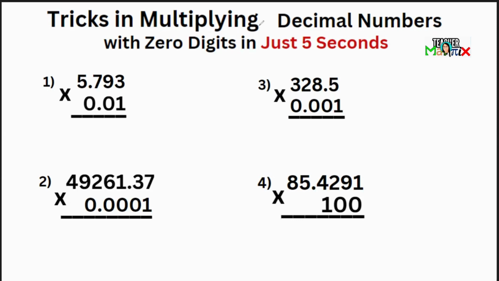Okay, tricks in multiplying decimal numbers with 0 digits in just 5 seconds. O diba, ang dali-dali lang? 5 seconds talaga. Totoo yun. Okay, let's start. Baka excited na ang lahat kung paano gawin ito in just 5 seconds.